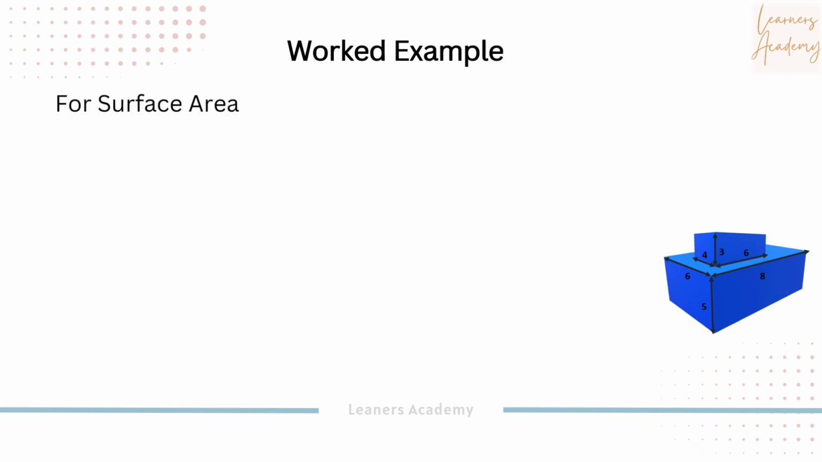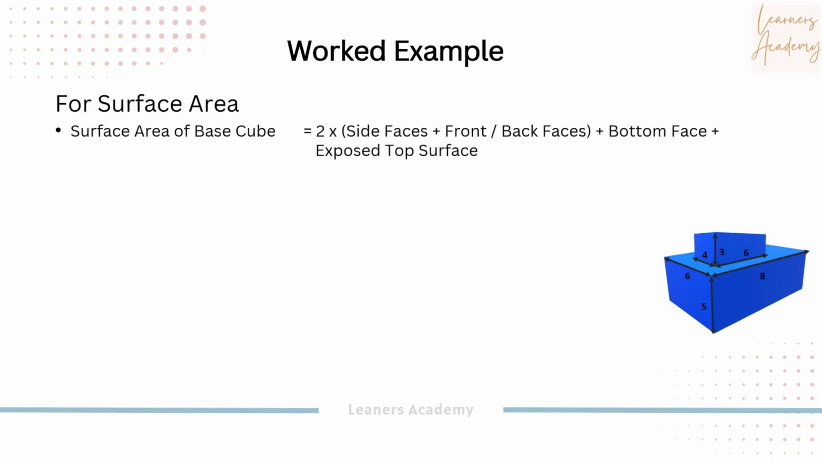For the surface area of the shape, we have to calculate the areas of all the exposed surfaces of the two cuboids. To calculate the surface area of the base cuboid, we have to take the area of the side faces, the front, back, bottom and the exposed top surface. Therefore, for the side surfaces and the back and front surfaces, we will take into account 8 into 5 plus 6 into 5, whole multiplied by 2. For the bottom surface, we multiply 8 into 6.